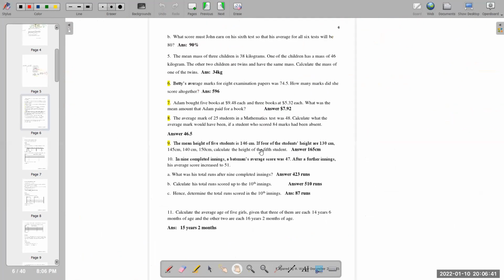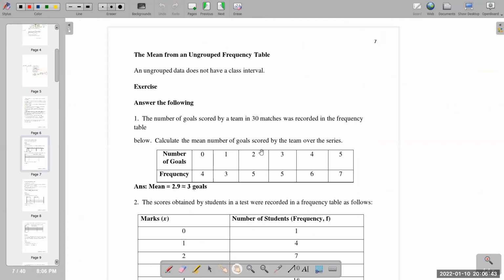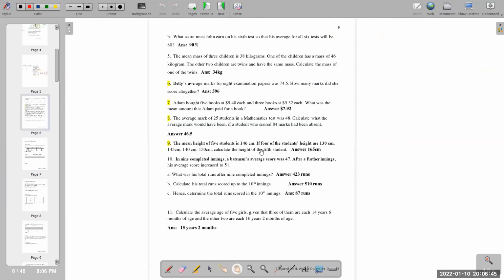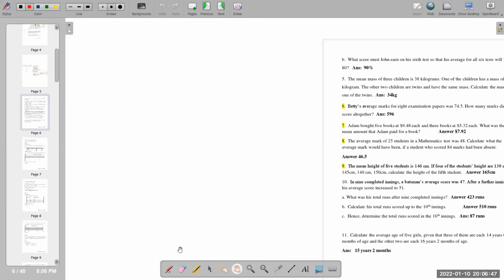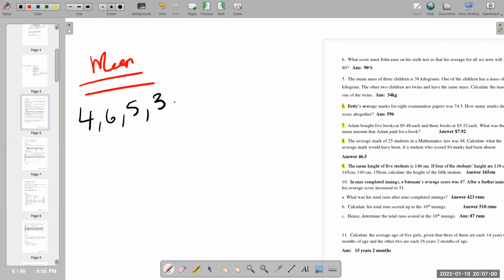All right, so let's wrap up. That's the mean. I just want to give you one more example and then, yeah. So everybody find the mean of these numbers, please. Tell me what you get. Find the mean of these numbers.